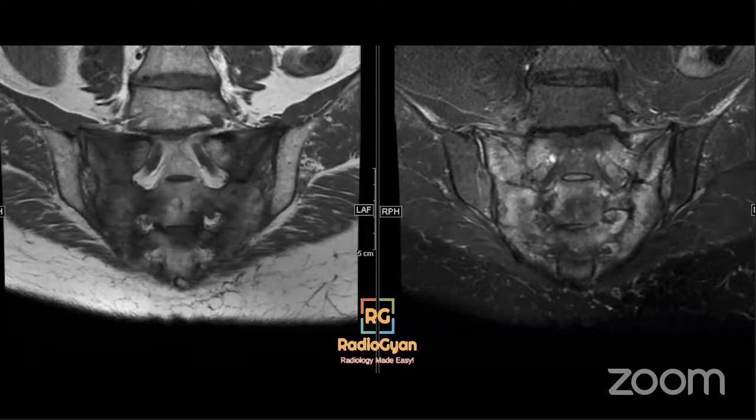Let's move on to another MSK case, and it's a similar pathology to what we saw earlier. This is, again, an elderly patient with back pain and no significant history of trauma. We have axial MR, T1 and fluid sensitive sequences. What would be your differential for this case?